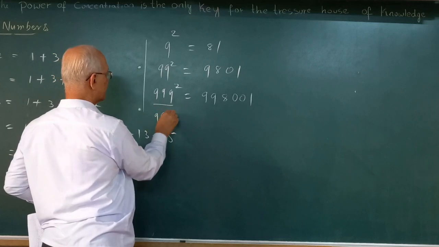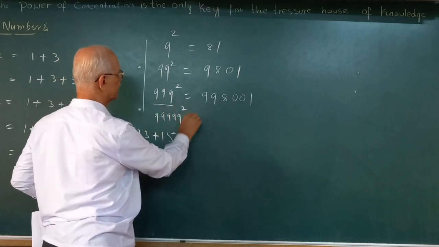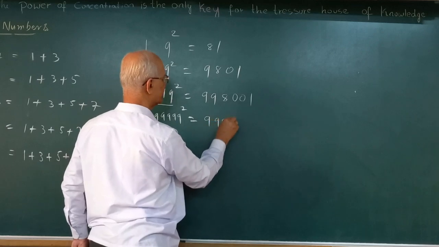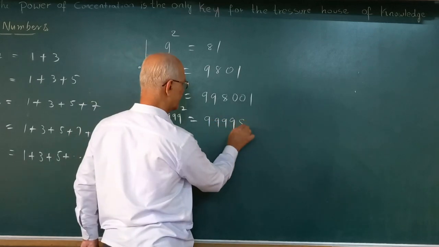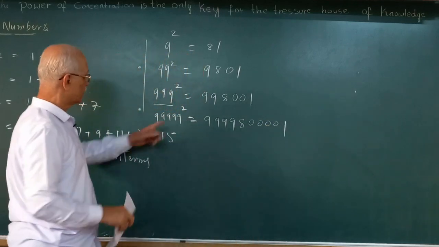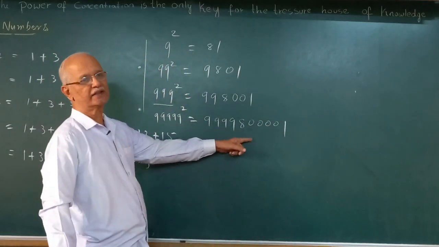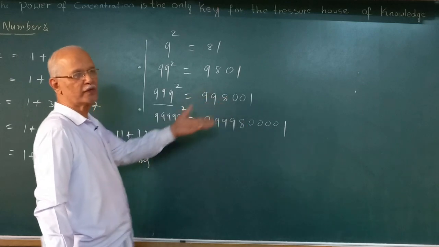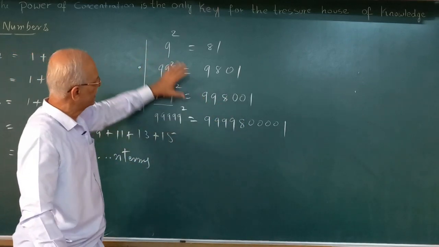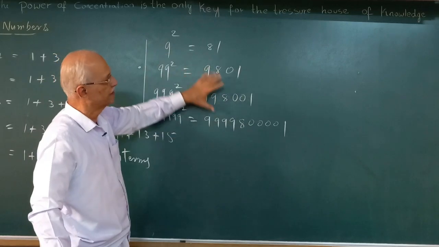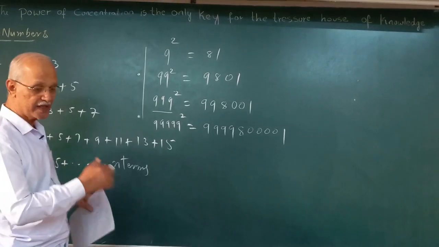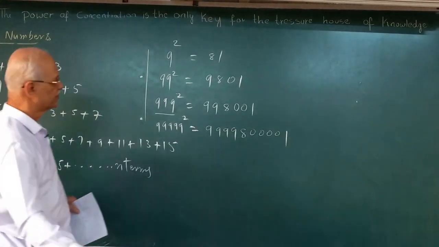Suppose there are 5 nines squared. How many nines you have to write? 9, 9, 9, 9, 4 nines, and only 1 eight. Again 4 zeros and 1. If you square this, you will get this exactly. You can verify with your computer or calculator. You get the same thing. See the arrangement of numbers, the pattern of numbers. That is why I say this is a beautiful subject.